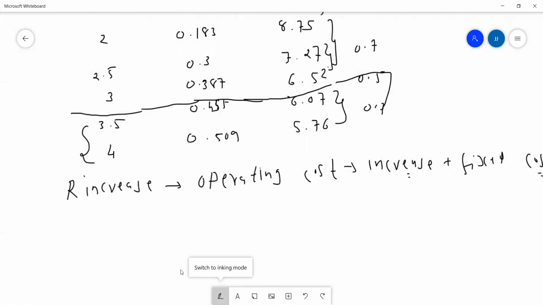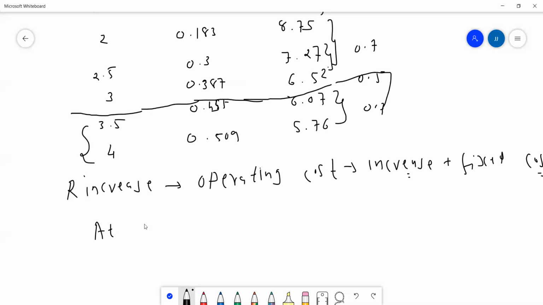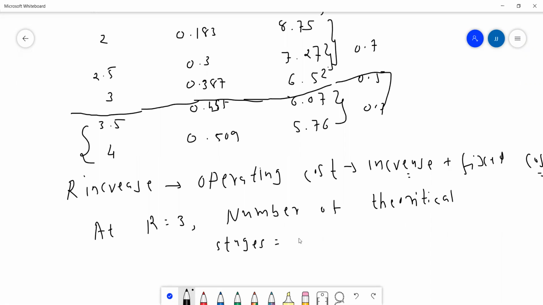So at R equal to 3, the number of theoretical stages is equal to 6.52.